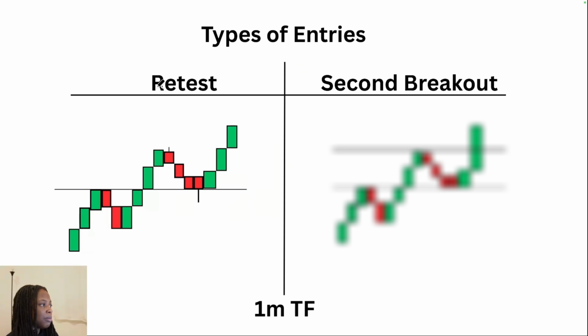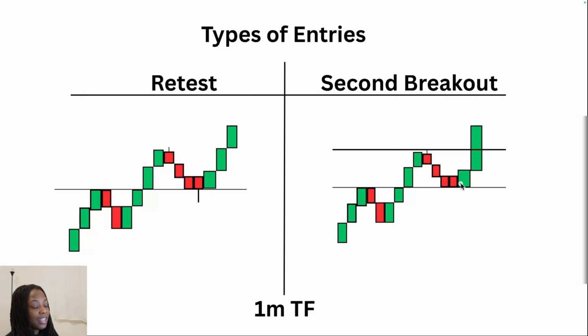Two different types of entries are: either you wait for that retest and you enter once the retest is confirmed, and then you enter the trade, or you wait for the retest to happen and then wait for extra confirmation and enter on the second breakout. I'm sure you can guess which one is my favorite.